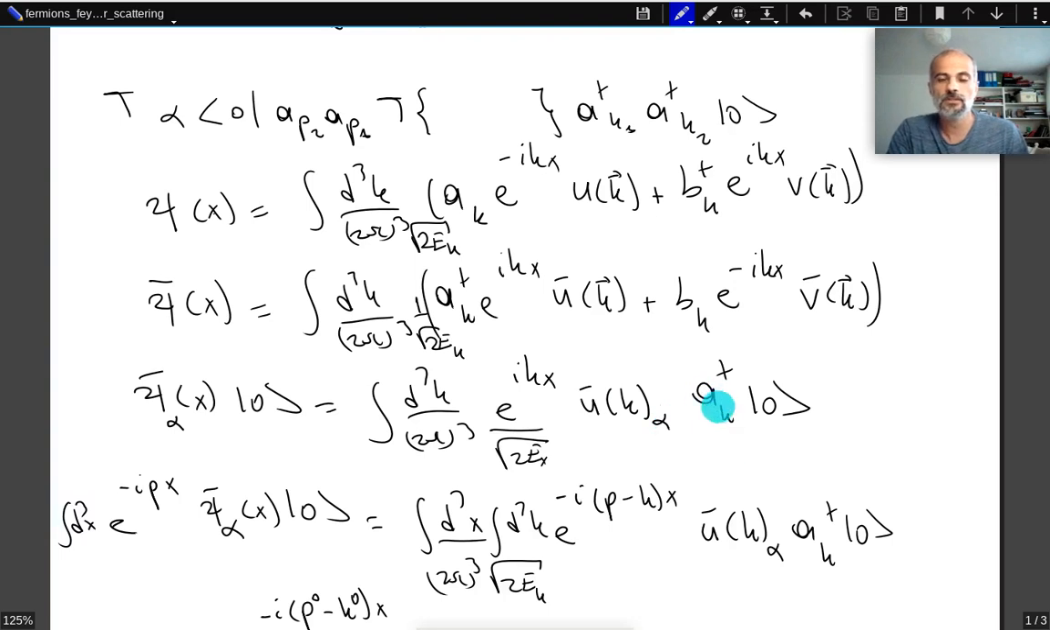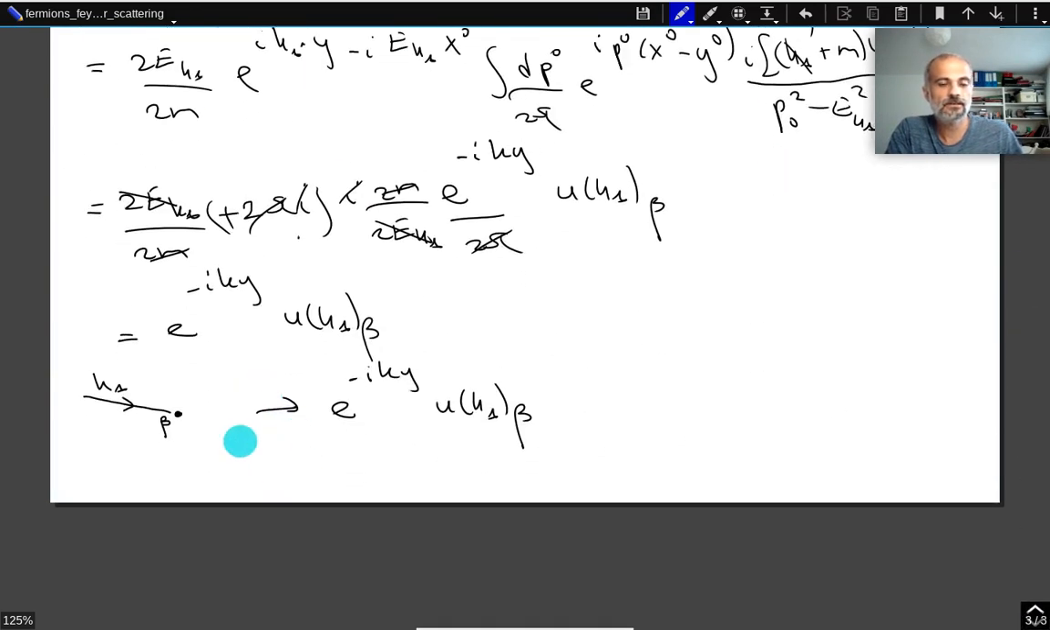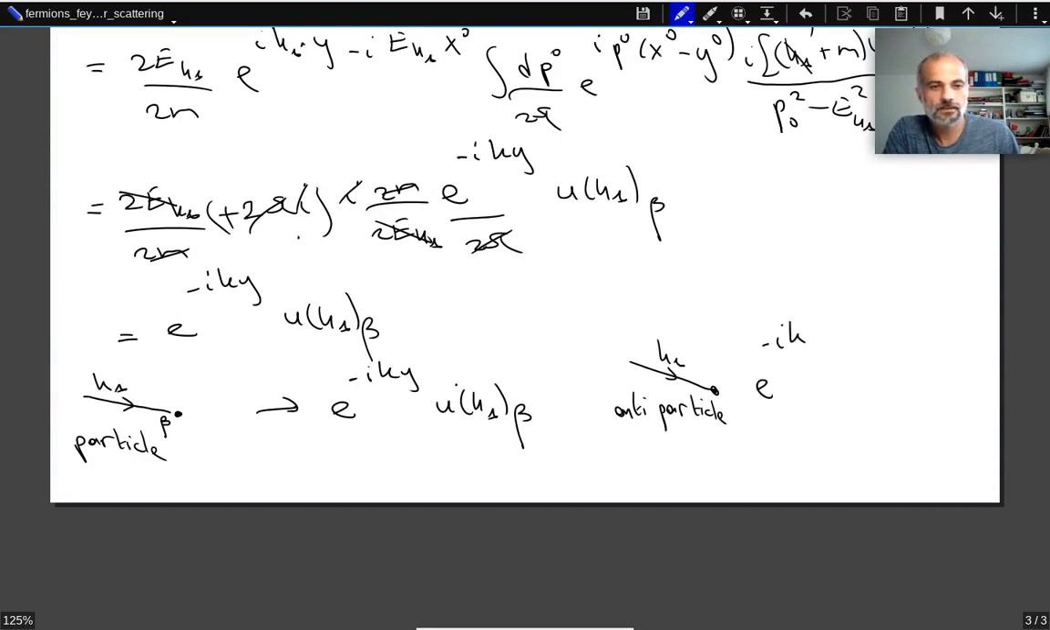If we want the a_k dagger term, we use the psi bar. This is the exponent. If we want to use the b_k dagger to create an antiparticle, the exponent is still the same. So all the remaining derivation will be identical. So this is for a particle. If you have an ingoing antiparticle, then you have e to the power minus i k1 y, and this vertex is at the point y. And we would have v of k1 beta. This will be the main difference.